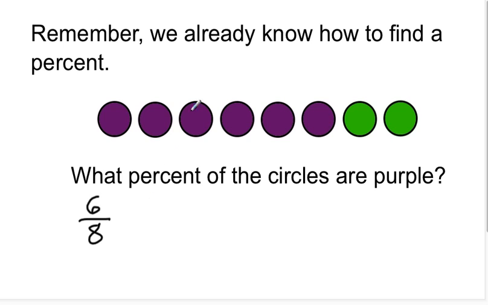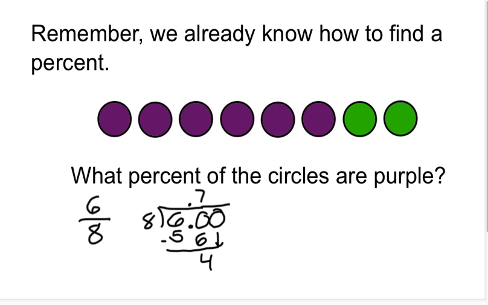Okay, so if we want to turn this into a percent, all we have to do is take our 6 and divide it by 8. And so, of course, we have to give ourselves a decimal point, annex 2 zeros to the hundredths place, and then divide. So 8 will go into 60 7 times. 7 times 8 is 56. 56 from 60 leaves us with 4.